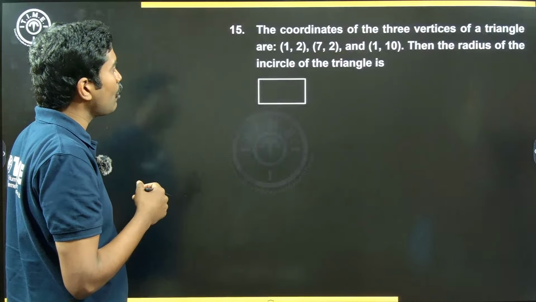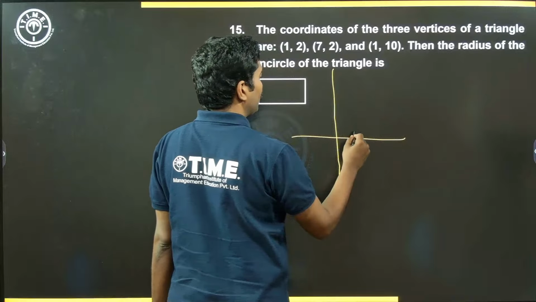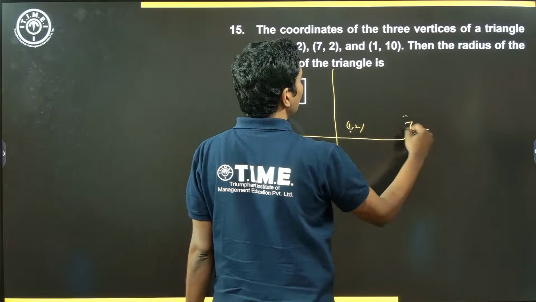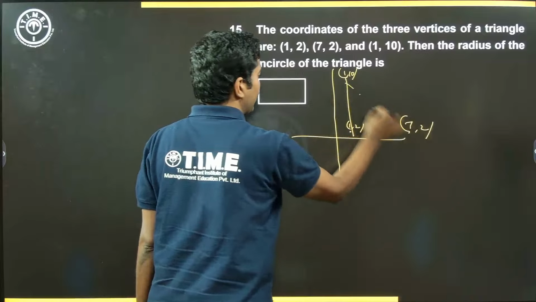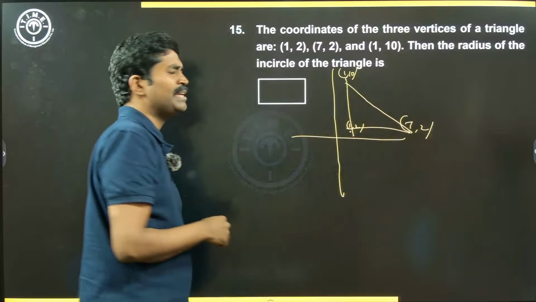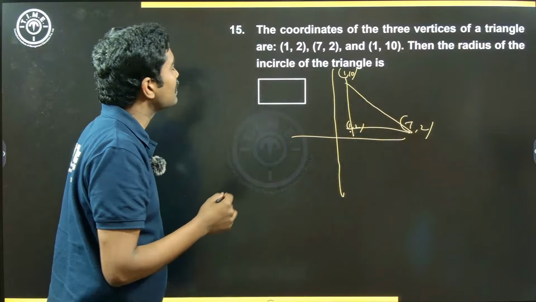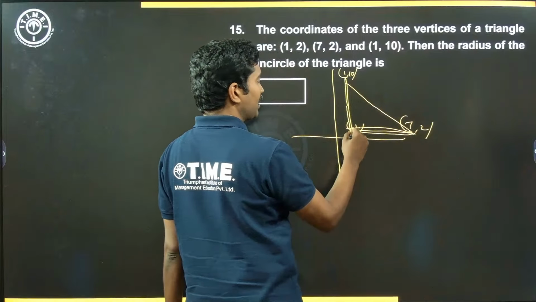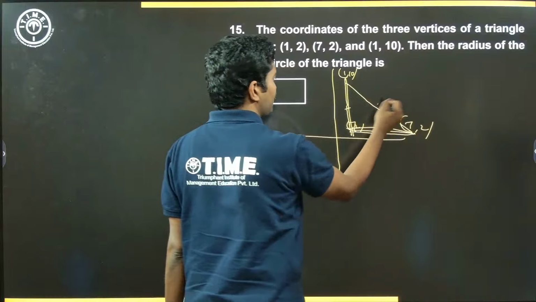15th one: the coordinates of the 3 vertices of a triangle are (1, 2), (7, 2), and (1, 10). Looks like some triangle like this. Then the radius of the incircle, the point of concurrence of the angle bisectors and all that. I have some idea. (1, 2) to (7, 2) is a flat, horizontal line. This is a vertical line. Clearly, it's a right angle triangle, right? I can find the sides. I can find the area.